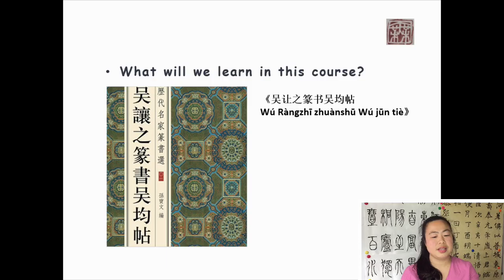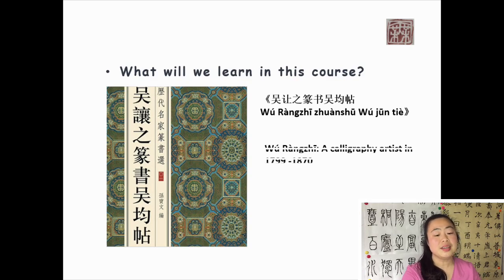Wu Rangzhi is the calligraphy artist's name. 篆书 is the calligraphy style we are learning. Wu Jun is the literator's name. Tie means calligraphy book. Okay, so this is the literal translation.